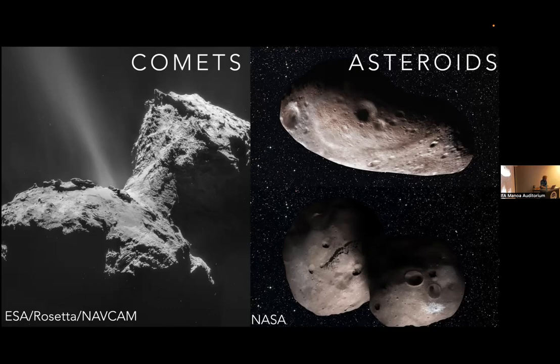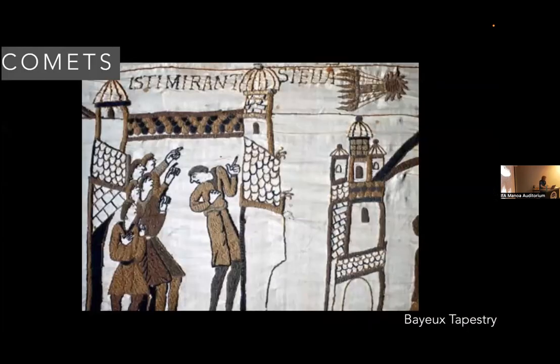And we've been observing these small bodies for quite some time. This is the Bayeux Tapestry. It documents the Norman conquest of England some 1,000 years ago. And they took the time to etch in, or to stitch in, Halley's Comet. 1,000 years ago, people were observing Halley's Comet and going, man, what the heck is this?